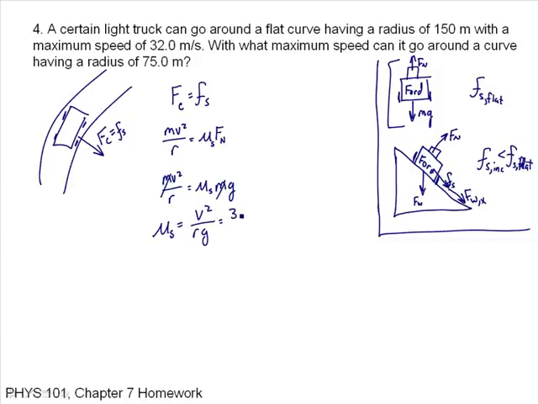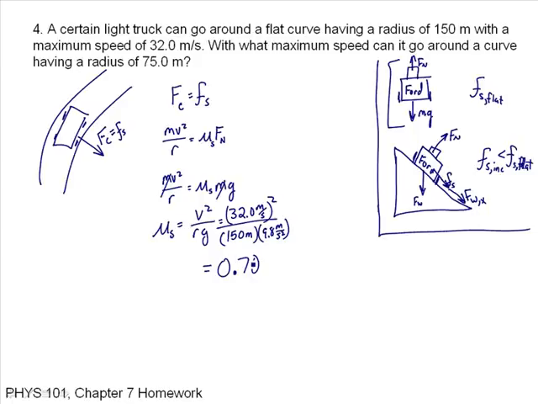V is 32 meters per second squared over r, which is 150 meters, and 9.8 meters per second squared. That gives me my value for mu. That's 0.70.